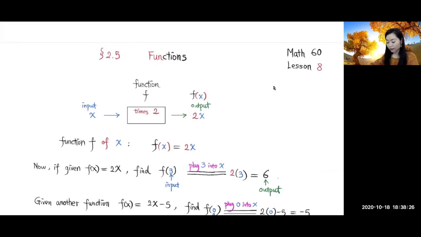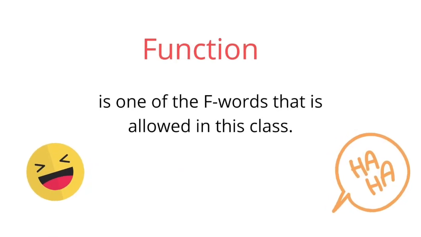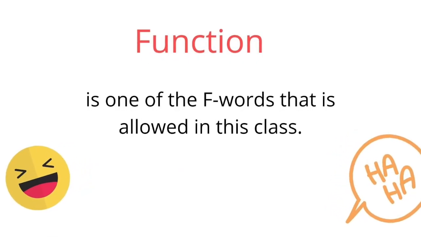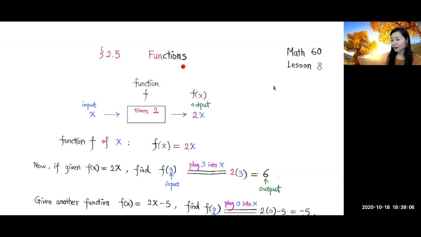Functions. Functions start with fun, F-U-N. So functions are fun. Well, functions are one of those F words that are allowed in my math class. So what is a function? Okay. Well, a function is a rule.